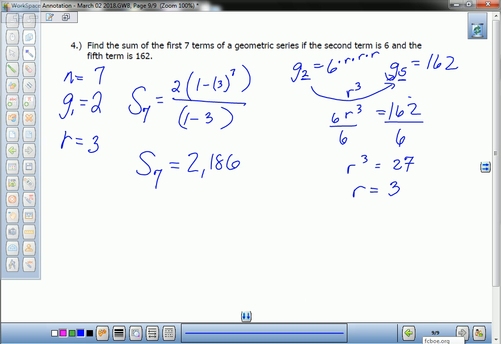All right, the back side is classwork or homework, whatever you do not finish.